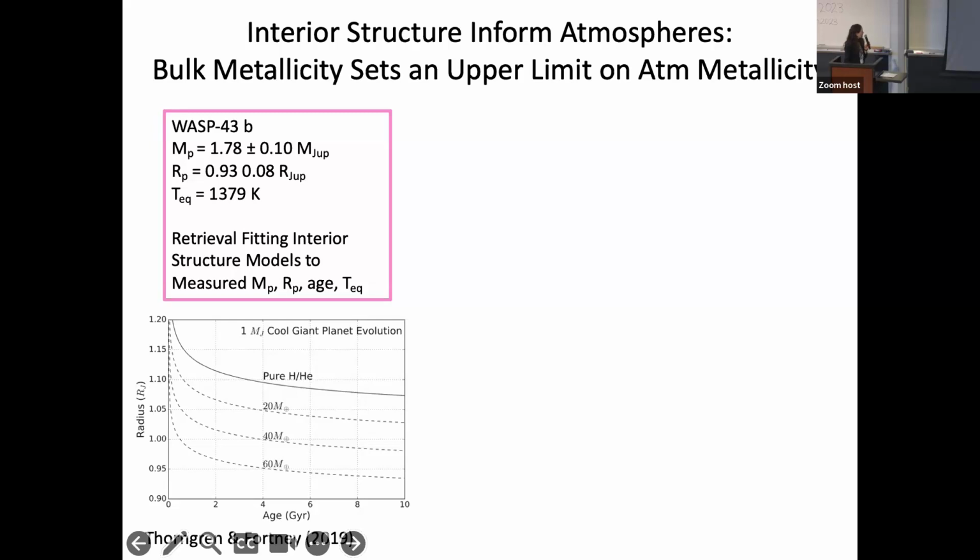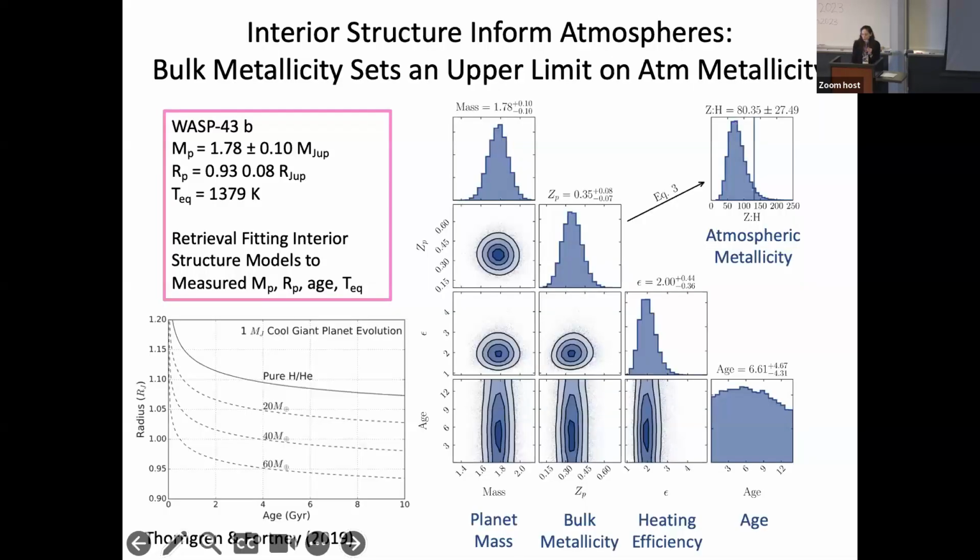Here I'll show an example for the hot Jupiter WASP-43b. These authors essentially fit the measured mass and radius and equilibrium temperature, with a rough constraint on the age, to interior structure models for this hot Jupiter. And so by fitting the measured mass and radius to these mass-radius relationships, they're able to retrieve a constraint on the total bulk metallicity of the planet. And here are some examples of the posteriors that they obtain.